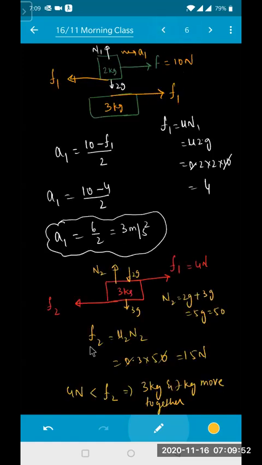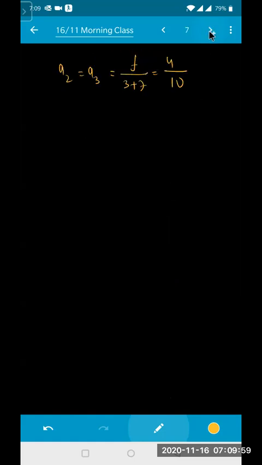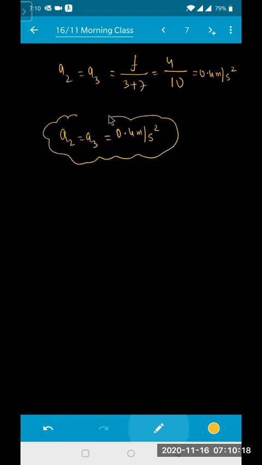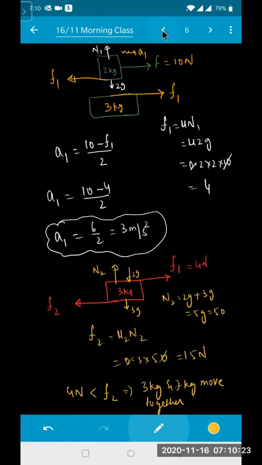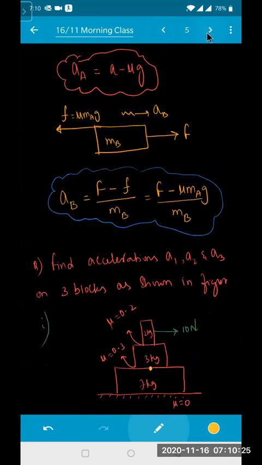Why can't we take 15? Because 15 is a self-adjusting friction. Whatever force you are applying, the friction will also adjust to that. So that is the reason we don't take 15 there. You need to take 4 here, so it is 4 by 10, which is equal to 0.4 meter per second square. So acceleration of A2 is equal to A3, which is 0.4 meter per second square. Is it clear?